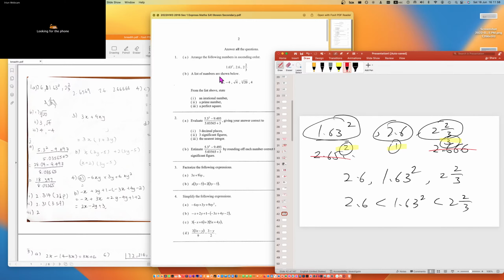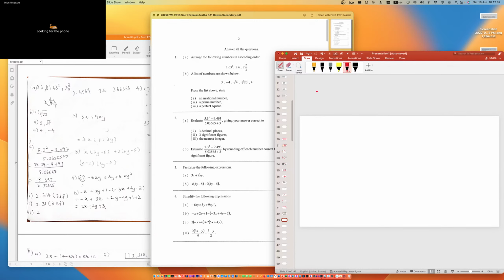Okay, next, a list of numbers shown below. This question, once again, you need to think of the math universe, as I call it, the real numbers. Can you still recall that one? Real numbers, then you branch out to rational and irrational. Irrational is like a decimal that has no pattern. Yeah, no pattern.